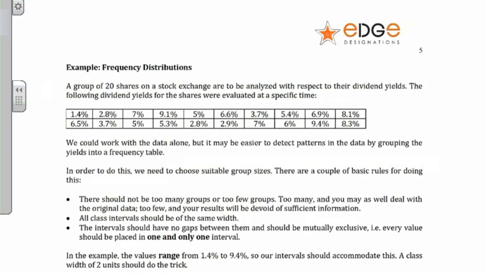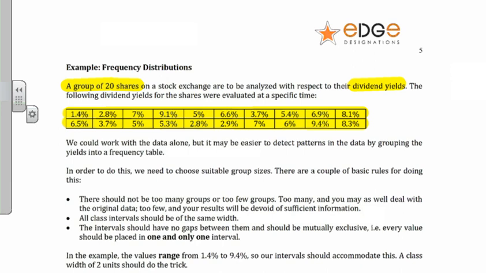Okay, and we see, by way of example, guys, a group of 20 shares on the stock exchange are to be analyzed with respect to their dividend yields. So we look at the following 20 shares, and there they are. Look at the dividend yields on them. Wow. What does that mean to anybody? Very little, and it's quite difficult to analyze. It's not in any kind of an order. It's not in any kind of a shape or form. It's just 20 shares with their dividend yields.